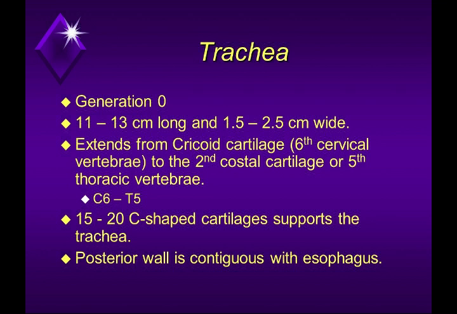It extends from the cricoid cartilage, right? We said the cricoid cartilage is adjacent to the first tracheal ring, and goes down to about the second costal cartilage, or the 5th thoracic vertebrae. If you were to look at a chest x-ray, it goes from about the 6th cervical vertebrae down to the 5th thoracic vertebrae. So it's a pretty long structure, not that long, but that we're dealing with. Roughly 15 to 20 C-shaped rings, where the posterior wall of this is basically contiguous with the esophagus.